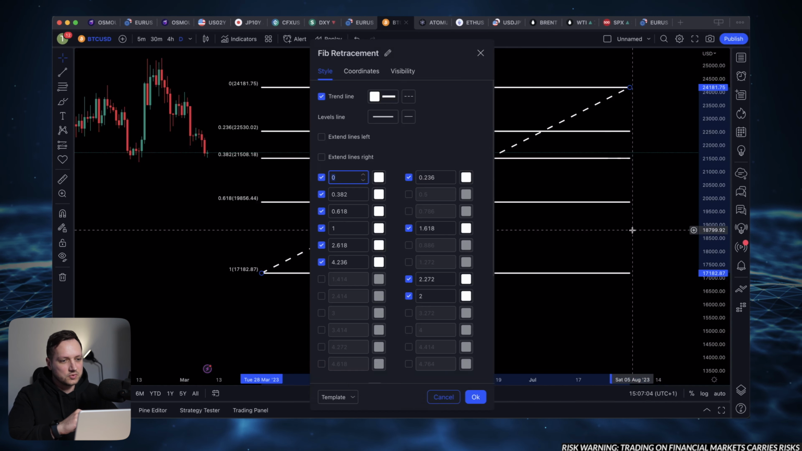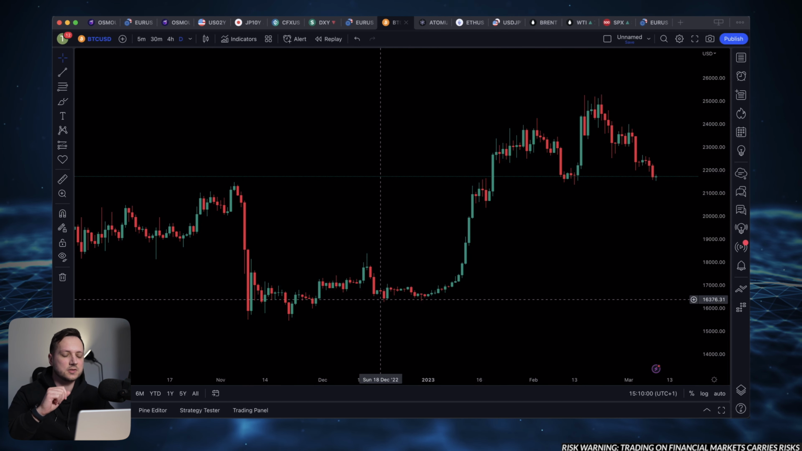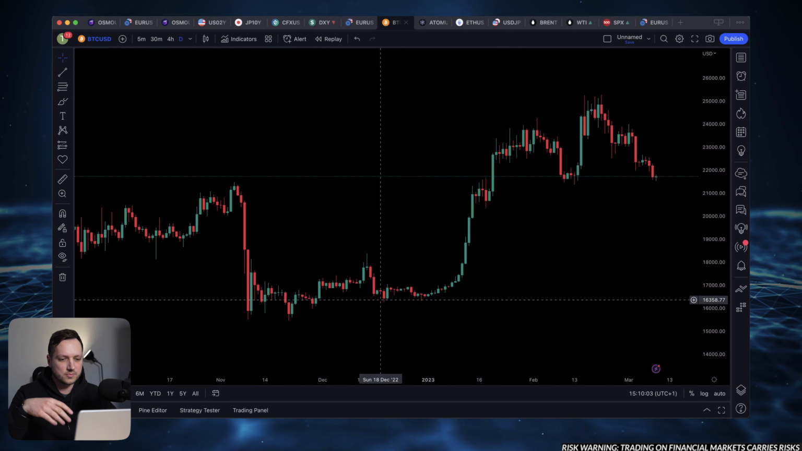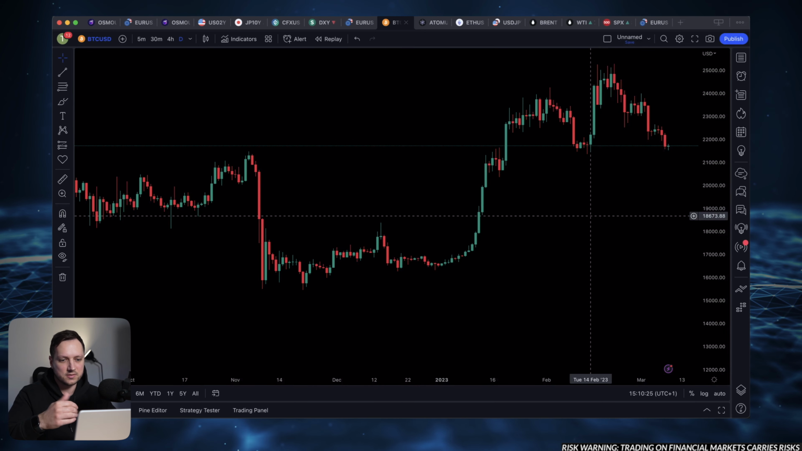Okay, so now let's plot the tool on the chart. The key thing for us is to measure the initial movement. So basically we are measuring here this impulse movement to the upside. Why? Because as you can see from the left side, the price was falling. And basically this was the lowest point in this movement, and from that point the price started moving upwards. And right now we are trying to measure how far it can retrace from that moment.